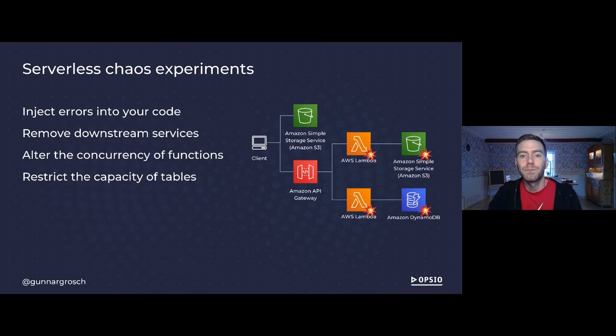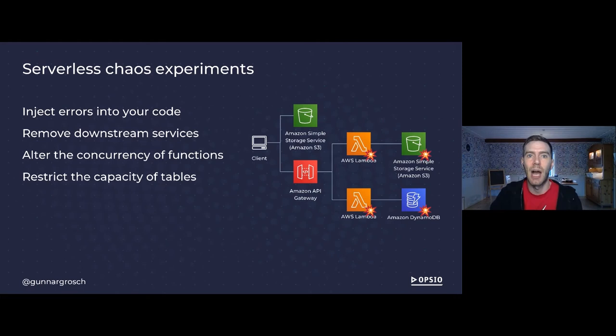Okay, so let's look at some practical serverless chaos experiments we can do. This is a simple architecture, a web service using an API with a couple of Lambda functions, using DynamoDB and objects stored in S3. And we can then inject errors or create exceptions in our code to see how our application handles that. We can remove downstream services, in this case DynamoDB or S3. And we can, of course, alter the concurrency of functions or restrict the capacity of tables to see how that affects our application.